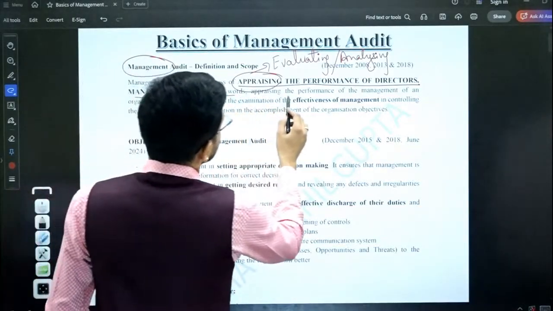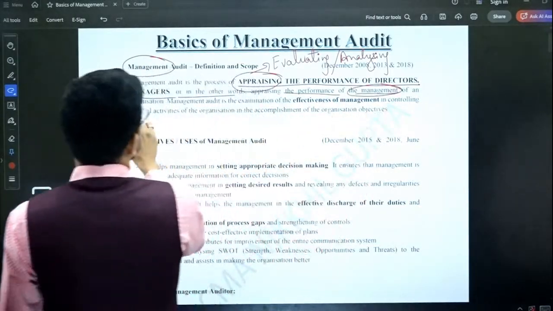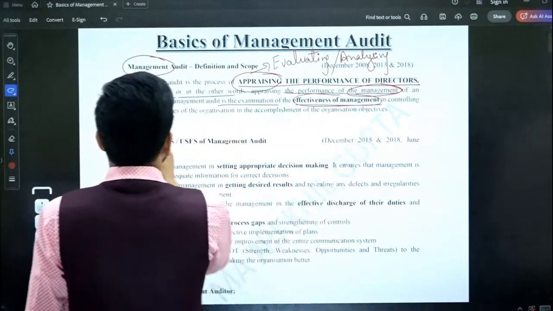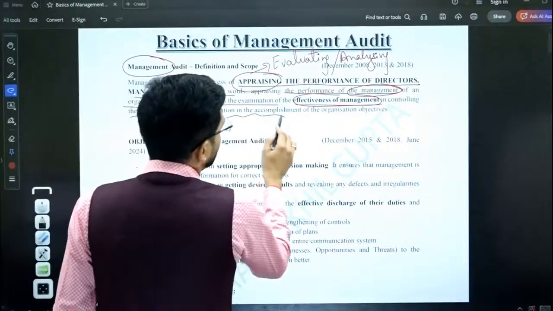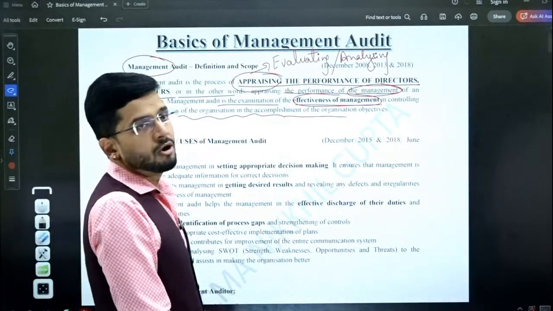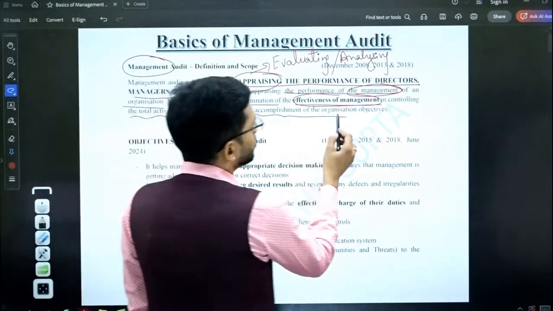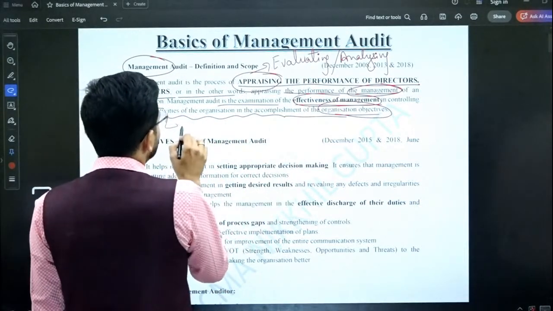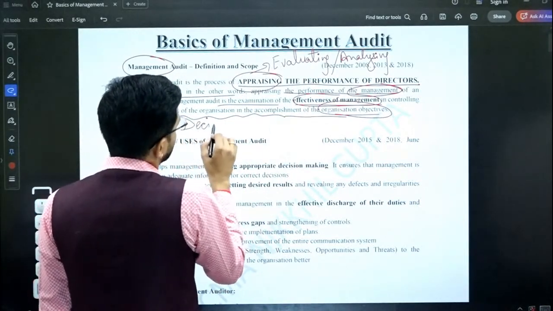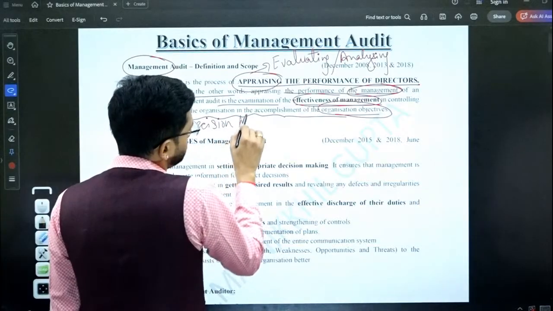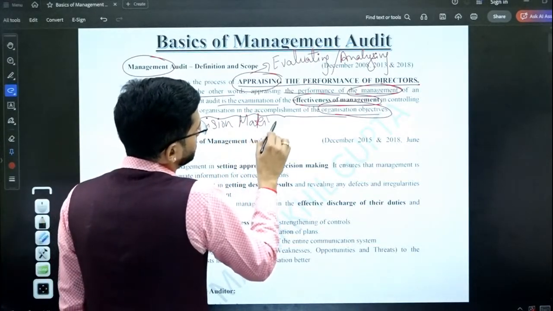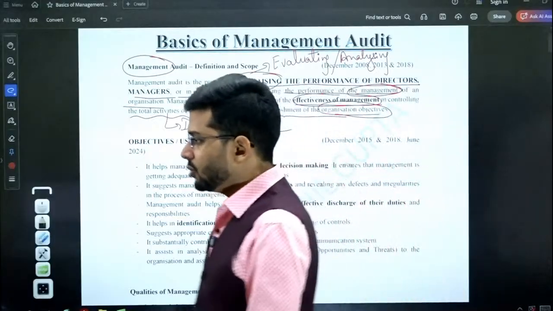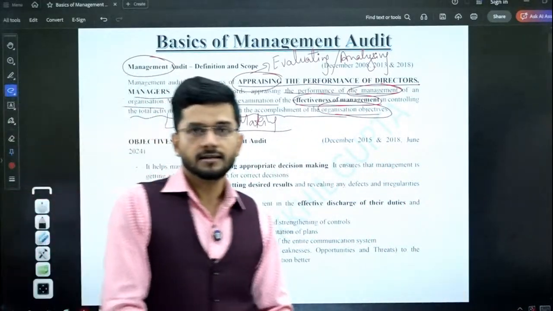In other words, it is appraising the performance of the management of an organization. Management audit is the examination of the effectiveness of management in controlling the total activities of the organization in the accomplishment of organizational objectives. The idea is that our objectives should be met. So for meeting our objectives, whether the decision making done by the top management is correct or not, that is the entire objective, the entire role of management audit in any organization.